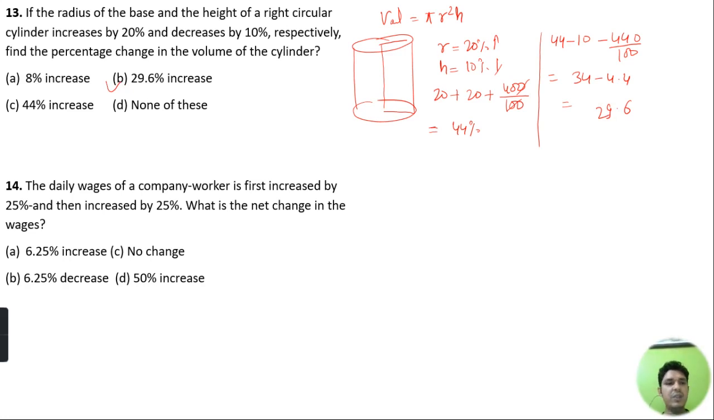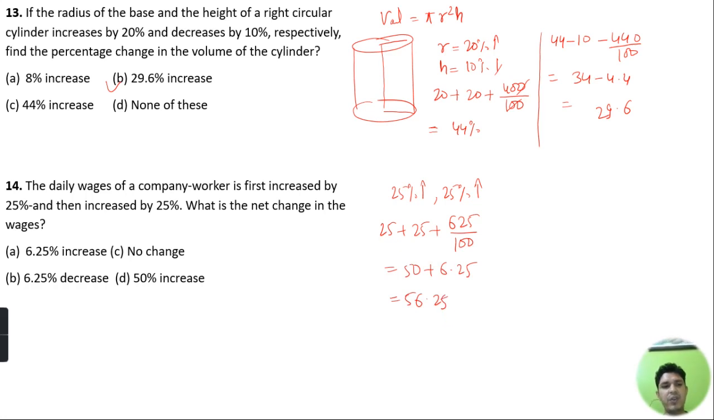right? Coming to the next question 14, the question is, the daily wages of a company worker is first increased by 25% and then increased by 25%. What is the net change in the wages? So students, simply use successive percentage change 2 times for 25%, that means 25% increment and 25% increment. Simply this should be 25 plus 25 plus 25 multiplied by 25, that is 625 divided by 100. So this will be 50 plus 6.25, that is 56.25.